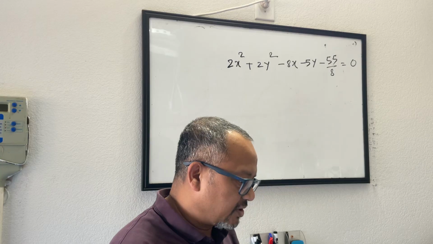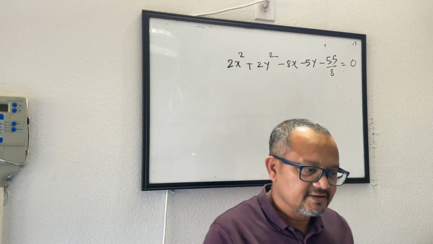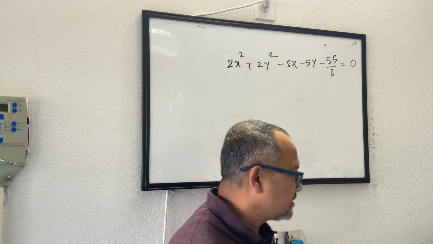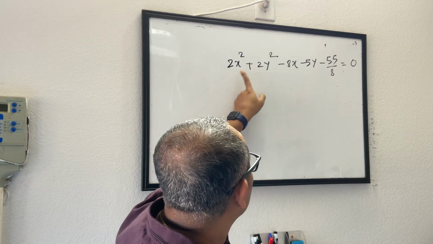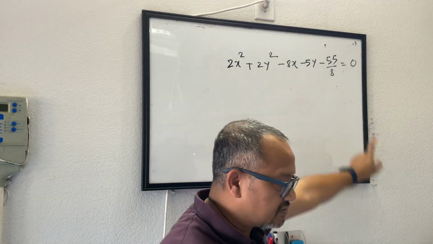How would you guys go about it? Any thoughts? Everybody saw the question, right? Everybody is clear about the question at least? Yeah? 2x squared plus 2y squared minus 8x minus 5y minus 55 over 8 equal to 0.